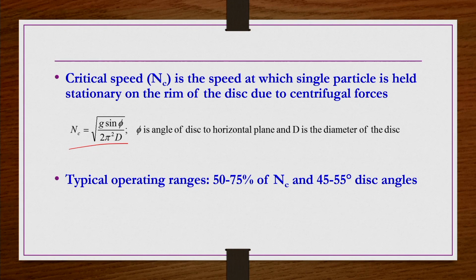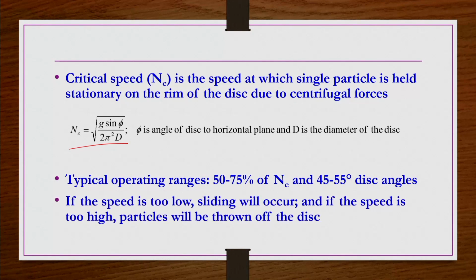So, in general, typical operating ranges for disc granulators are 50 to 75% of critical speed, and the disc angle should not be more than 45 to 50 degrees. If the speed is too low, as I mentioned, sliding of the particles will occur, and if the speed is too high, then particles will be thrown off the disc. So, that is the reason we need to have a proper critical speed. So, that should not be too small, and should not be too large compared to that critical speed.